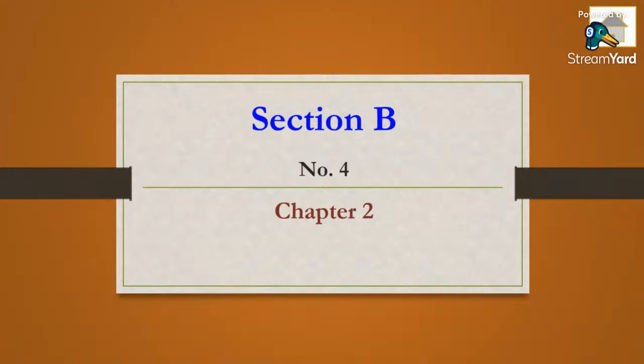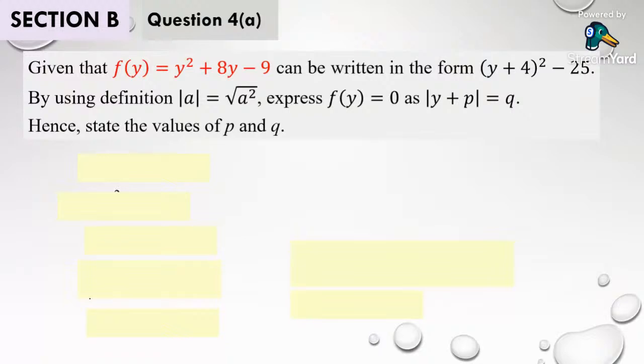Chapter 2 question also. So there's a correction on these questions here where, given that the function f(y) here is equal to y squared plus 8y minus 9, can be written in the form as follows. Then by using the definition, express f(y) equals to 0 in this form here. Find the value of p and q.